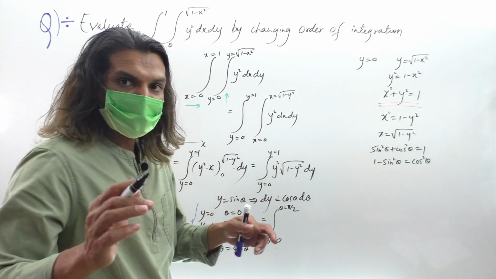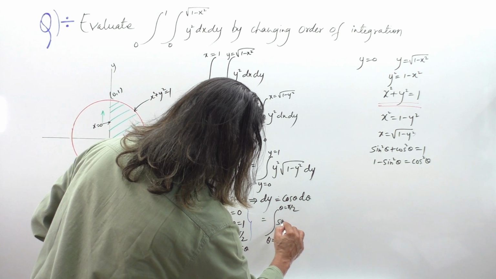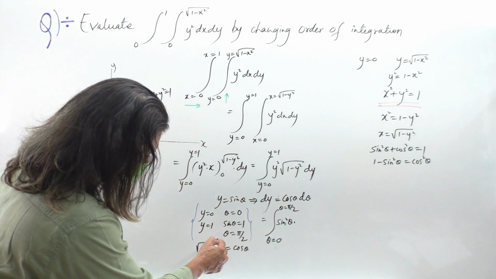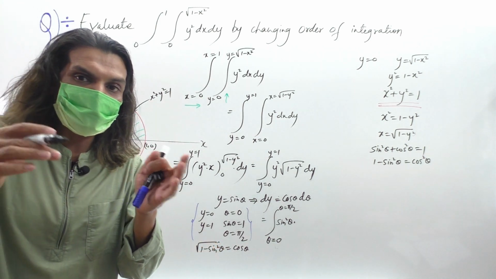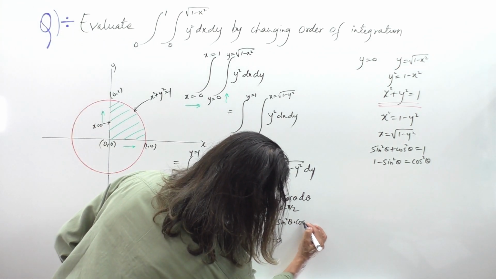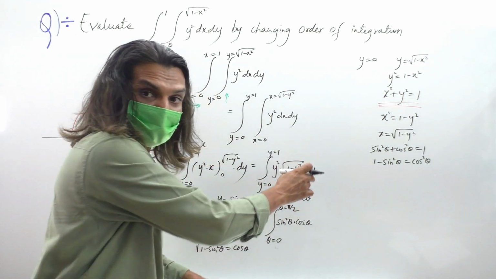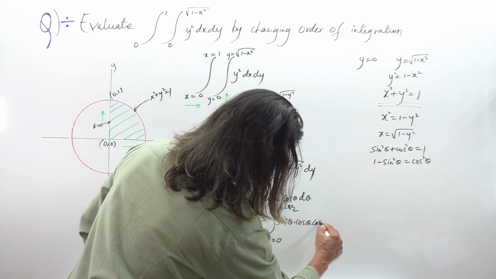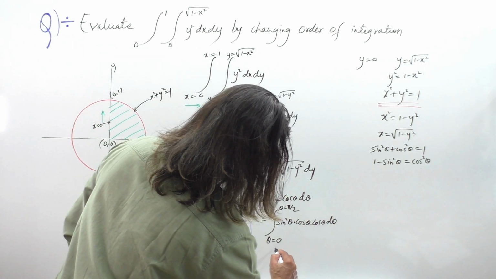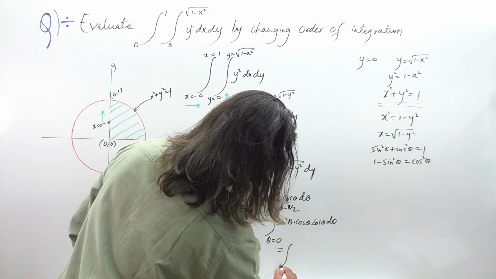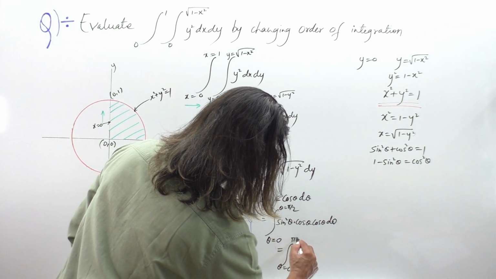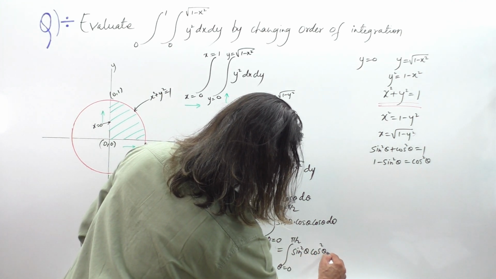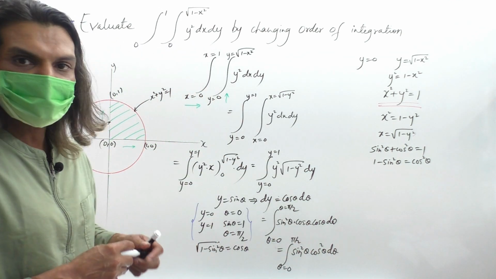Now, y is sin theta, so y square will become sin square theta, into root of 1 minus y square. Root of 1 minus sin square is root cos square, which becomes cos theta, into cos theta, and dy is cos theta d theta. So this becomes the integral from theta is equal to 0 to pi by 2 of sin square theta into cos square theta d theta. Now how to solve this integration?